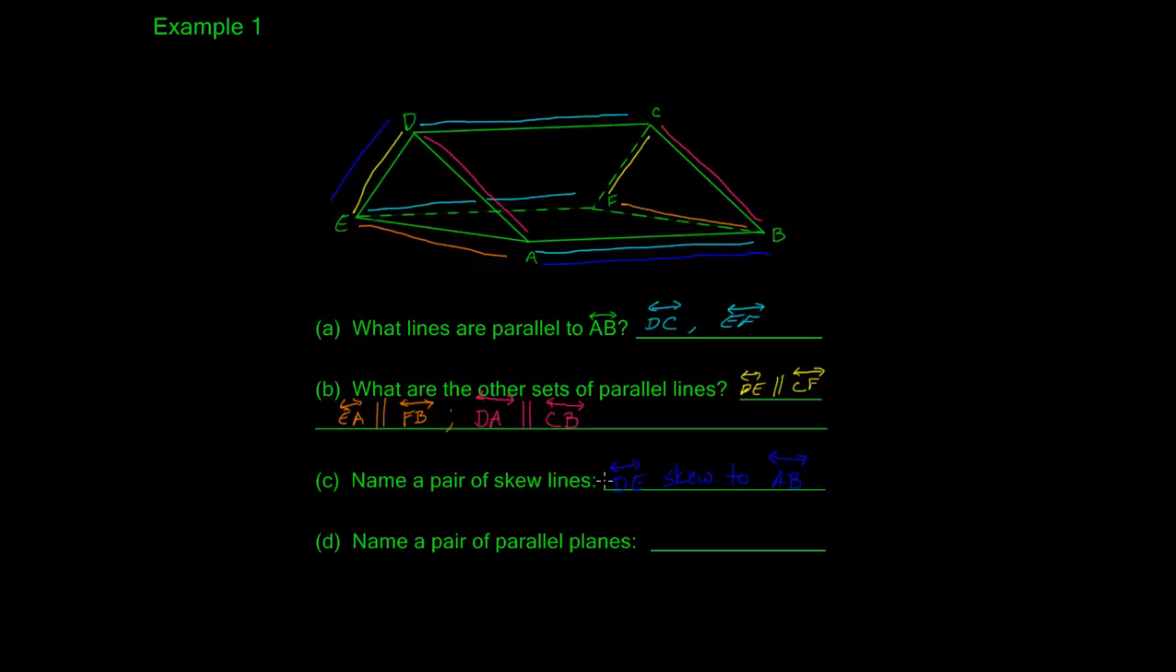Name a pair of parallel planes. Go ahead and grab a color here. If I was going to look at parallel planes, the back, front, and bottom cannot be the pair, but if we took this side and this side, at that point we can say we have two parallel planes.